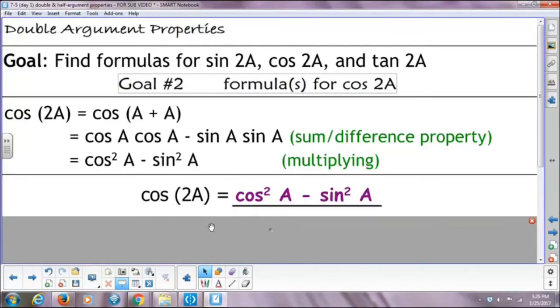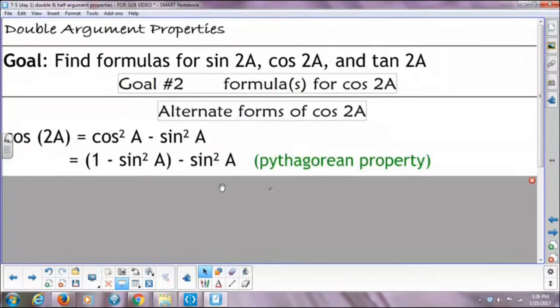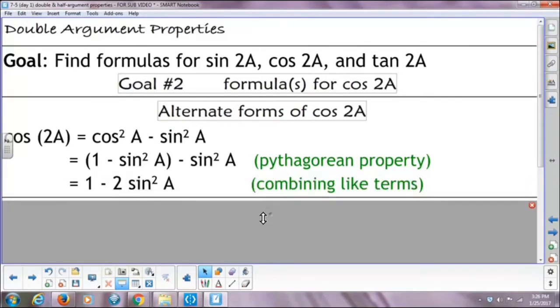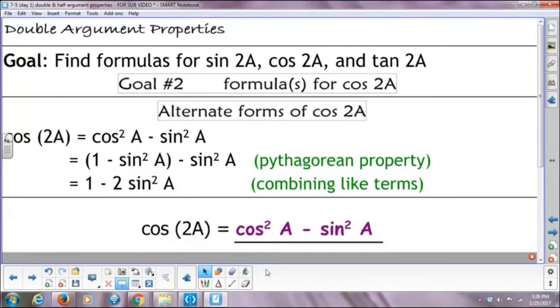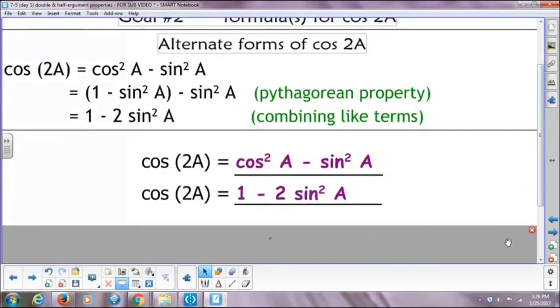Now, because of the Pythagorean, there's actually 3 versions of the double argument for cosine. So if you use the one we just found, you can substitute for cosine squared of a with 1 minus sine squared of a. And then notice we've got 2 negative sine squareds of a, so it's 1 minus 2 sine squared of a. So that's the second form. There are the 2 we have so far.